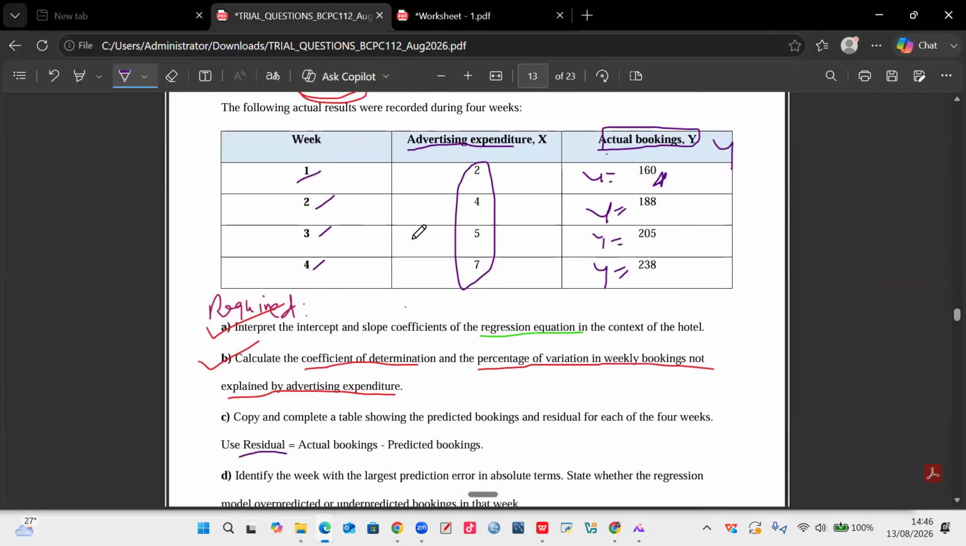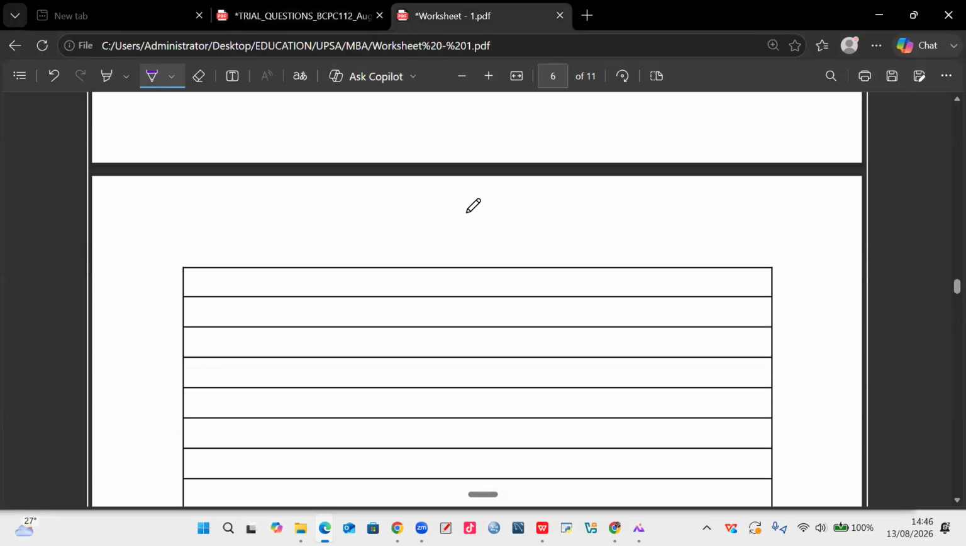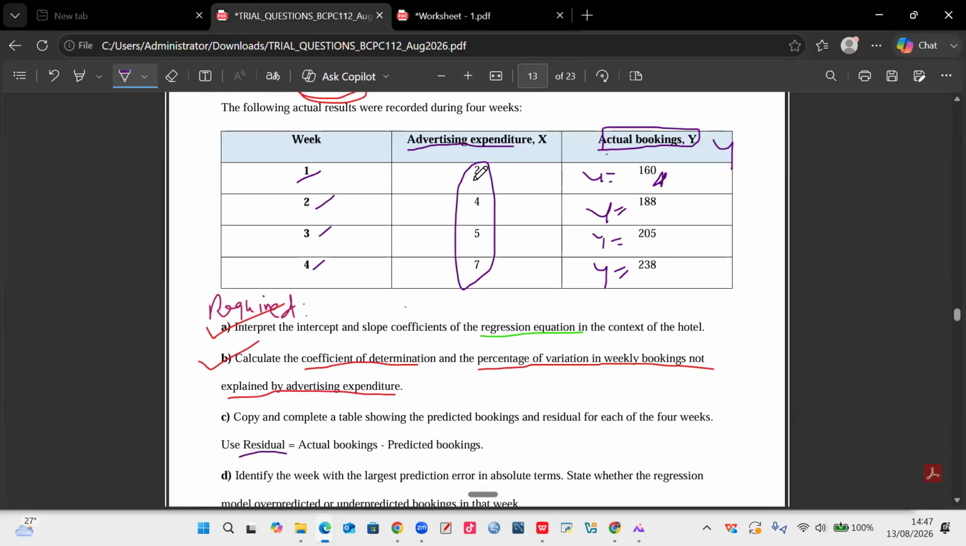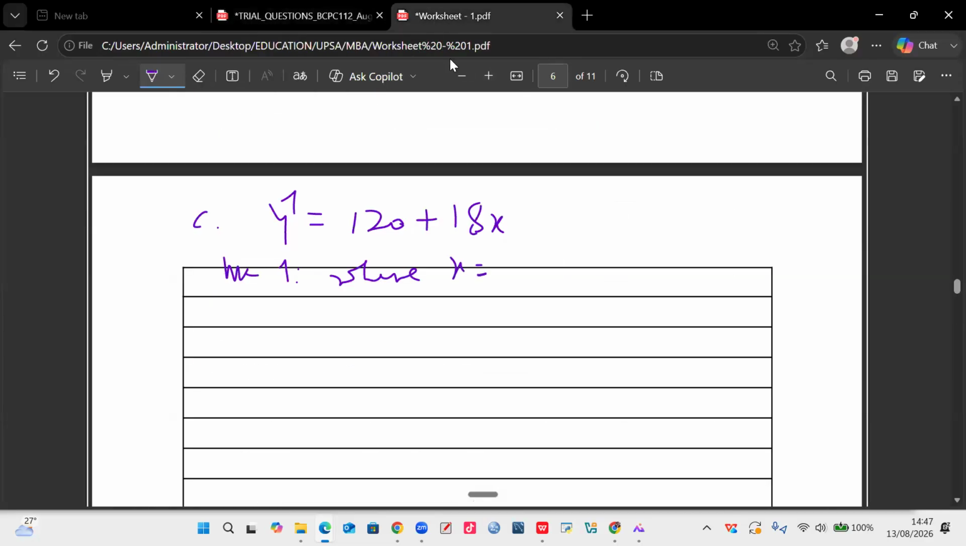So we are on which question number? We are on C. So predicted equals 120 plus 18x. For week 1, what is x? x equals 2. So we'll say Y hat, or estimated Y, equals 120 plus 18 into bracket 2. Y hat altogether gives us how much?